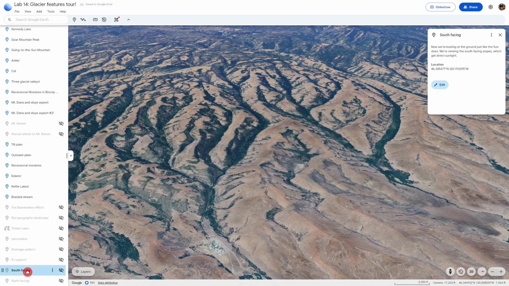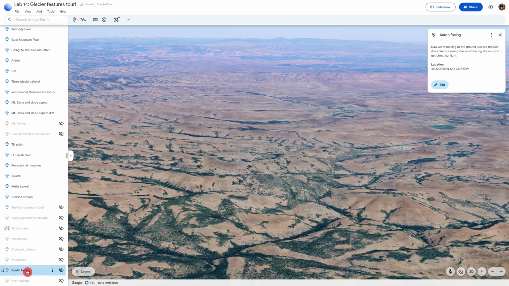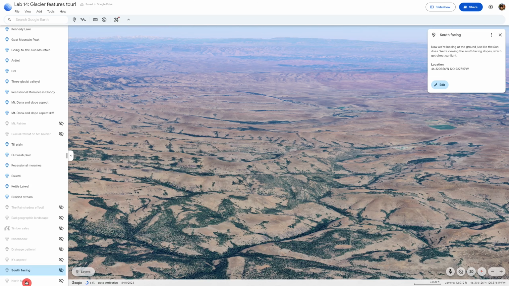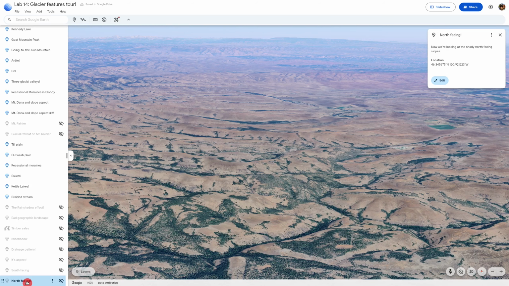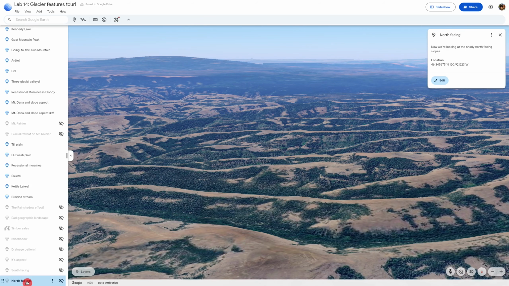In fact, if we rotate the view so that you're looking at it as if you're the sun, you can see that the south-facing slopes, this landscape looks pretty brown. And if I rotate it around so that we're looking at the north-facing slopes from the same kind of angle, we can see that the north-facing slopes are really well shaded.